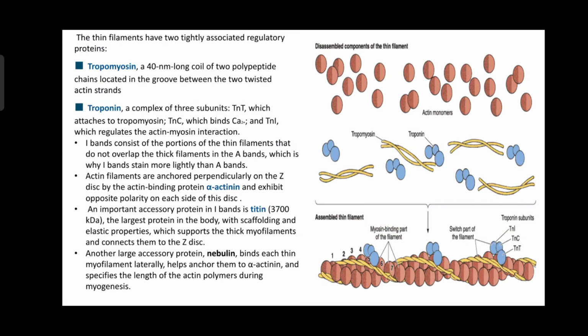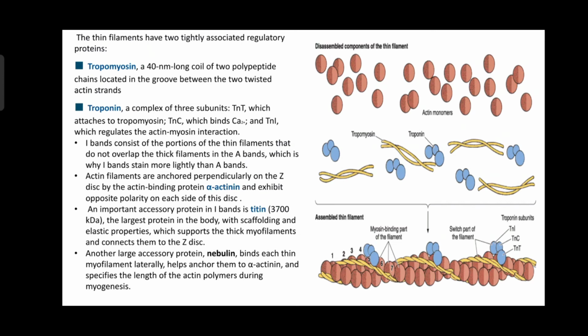Troponin is a complex of three subunits: troponin T, troponin C, and troponin I. Troponin T is responsible for the binding of tropomyosin to F actin. Troponin C is responsible for the binding of calcium, and troponin I regulates the actin-myosin interaction, like a bodyguard, like security.